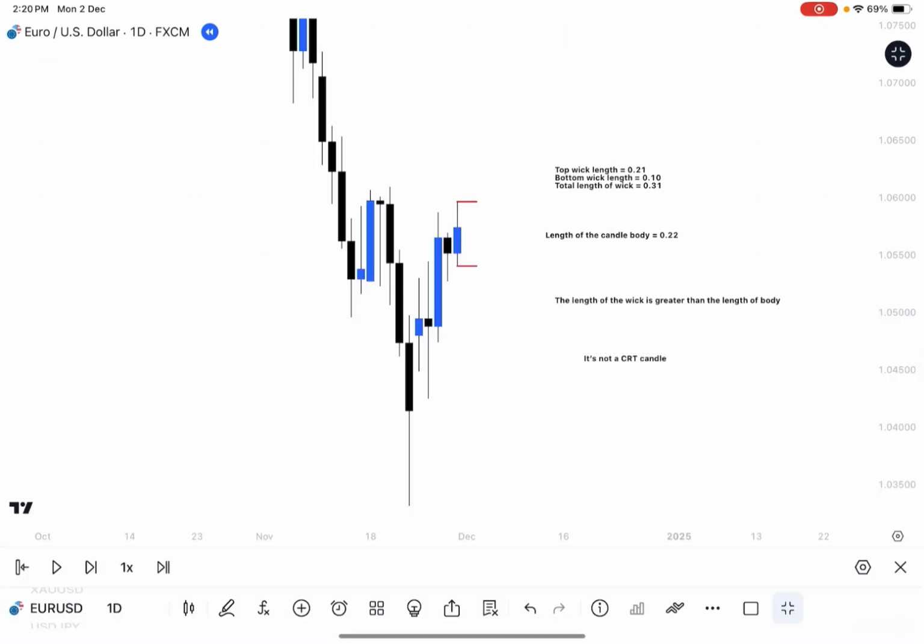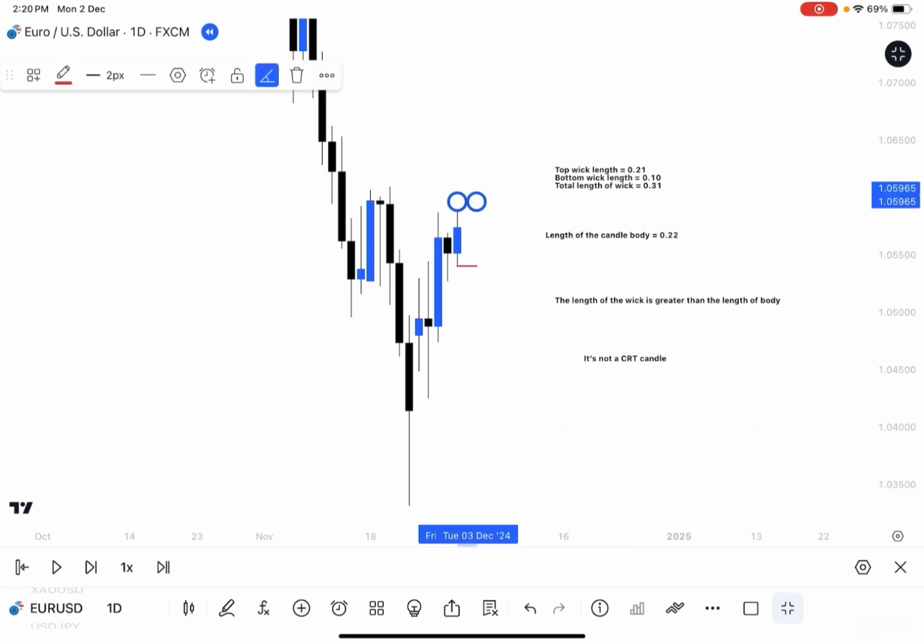So this candle is not a CRT candle because the total length of the wick is 0.31 and the length of the body is 0.22. So the length of the wick is greater than the length of the body of this candle. So it's not a CRT candle.